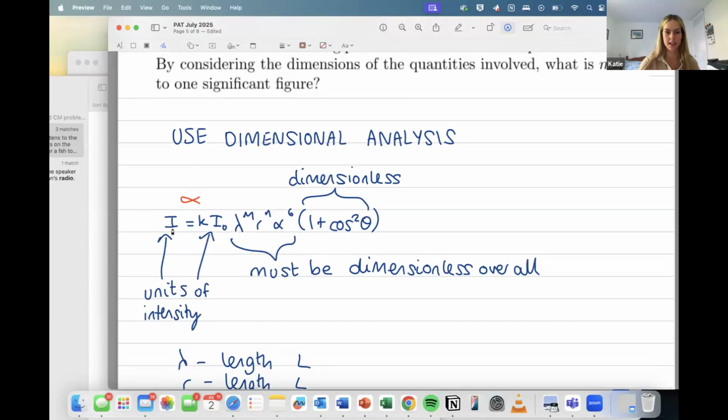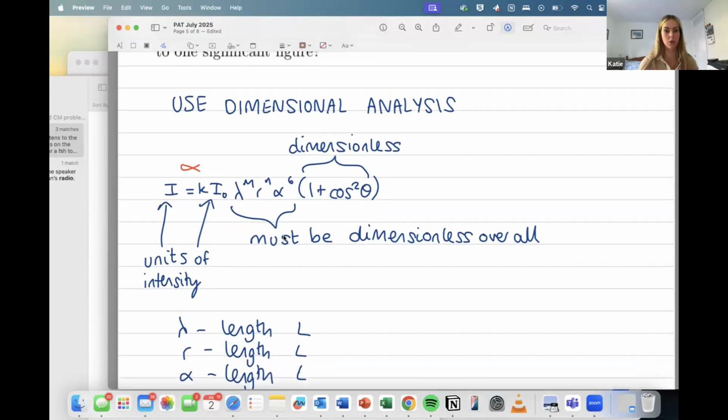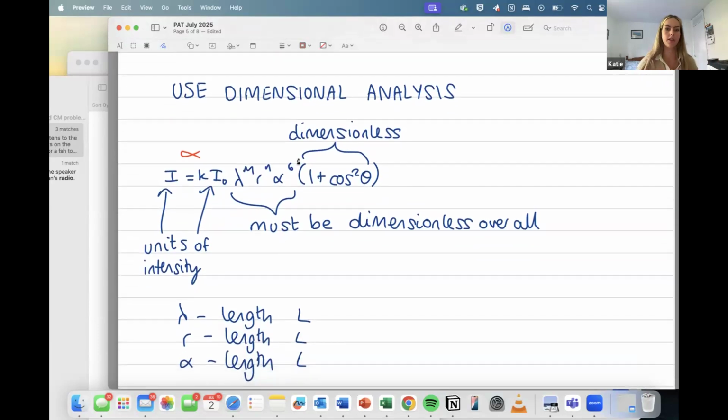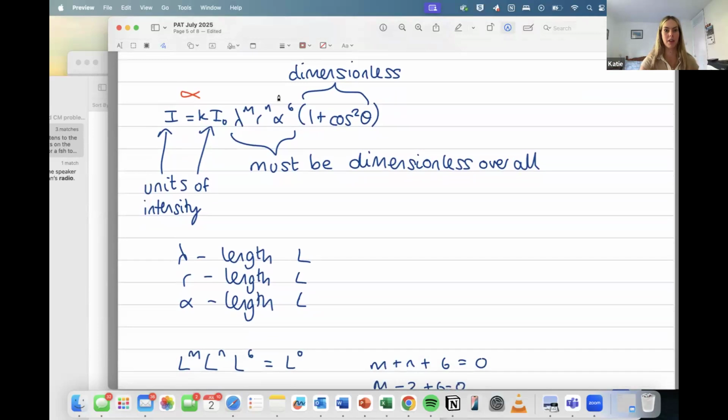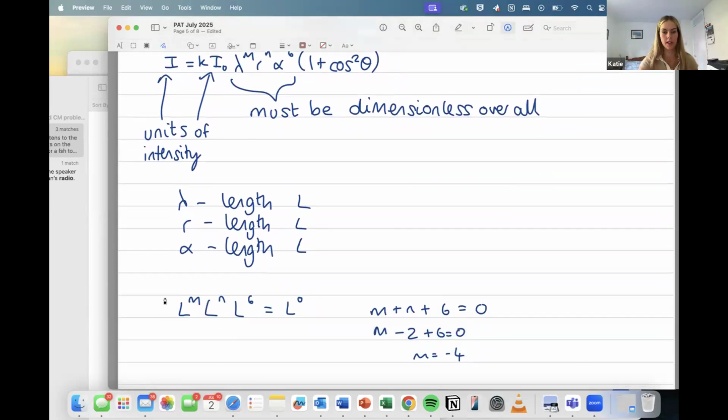So we've got that our intensity is equal to a constant, which is dimensionless, times the I naught, which is also an intensity, times all these other factors, which are all units of distance and length, times this 1 plus cos squared theta factor. Anything with cosines and sines is dimensionless, and 1 is dimensionless, so this thing in brackets is dimensionless. We've got on our left-hand side units of intensity, and on our right-hand side units of intensity times length to the power of m, length to the power of n, and length to the power of 6. So that's what I've written here.